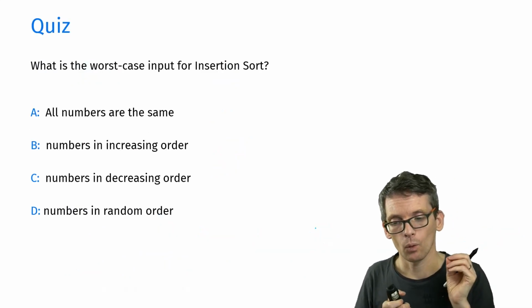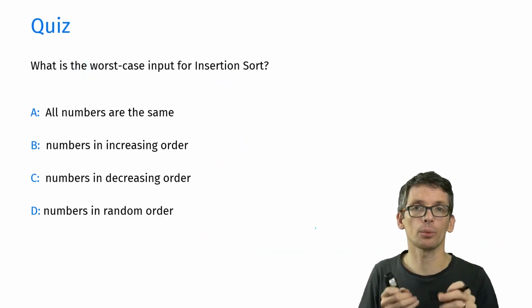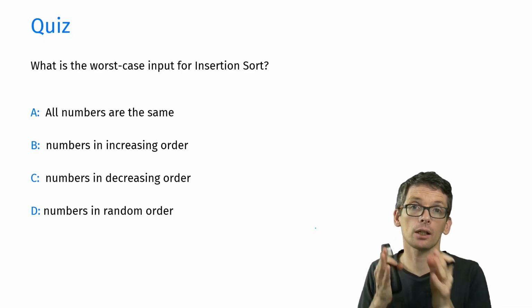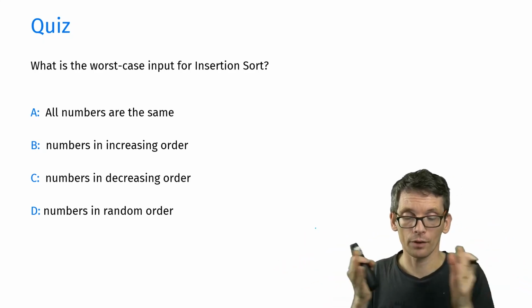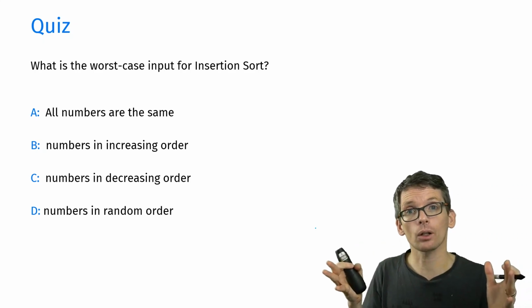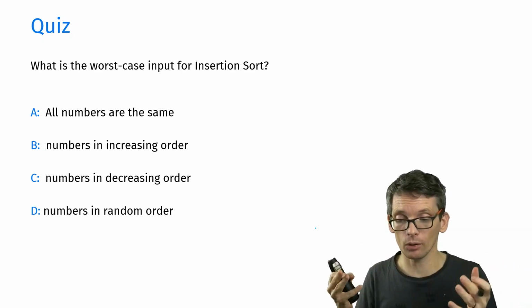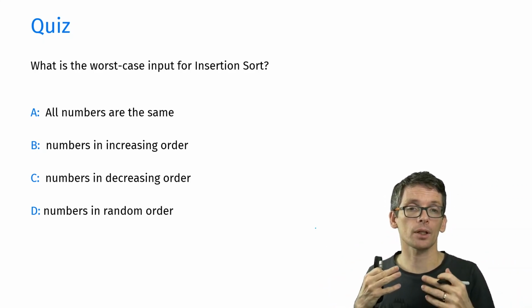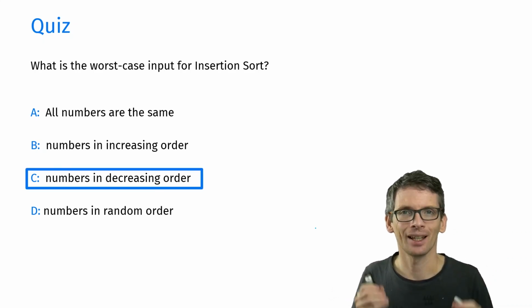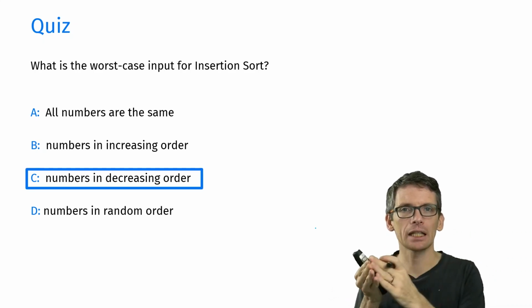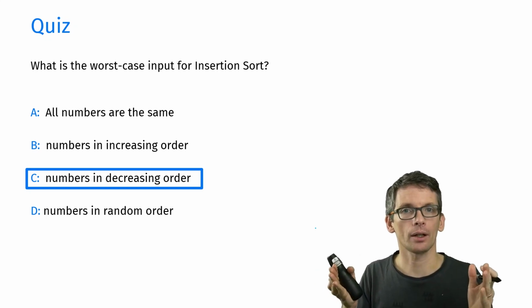So what is the worst case input for insertion sort? Is it if all numbers are the same, or if the numbers are already in increasing order, or if the numbers are in decreasing order, or if the numbers are in random order? So the worst case input is if the numbers are in decreasing order.